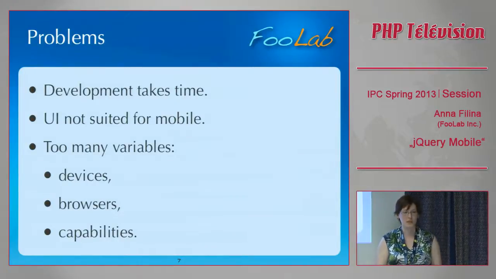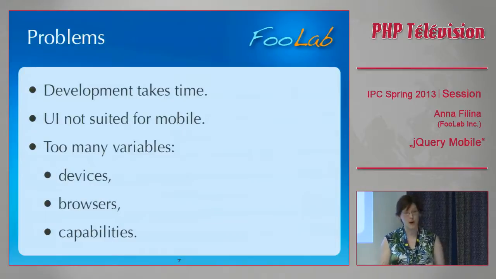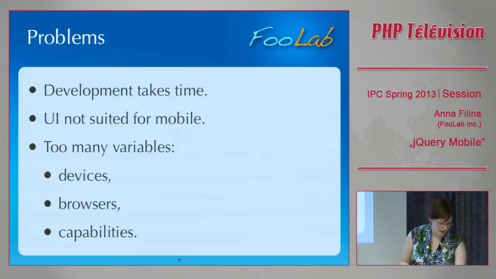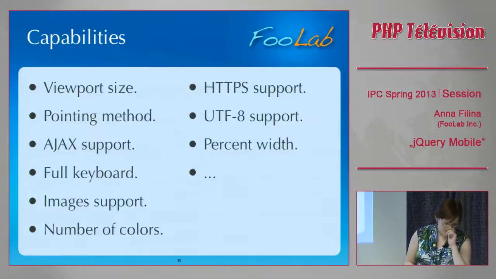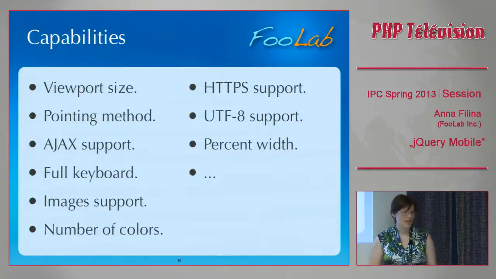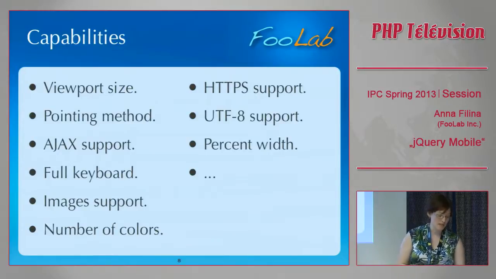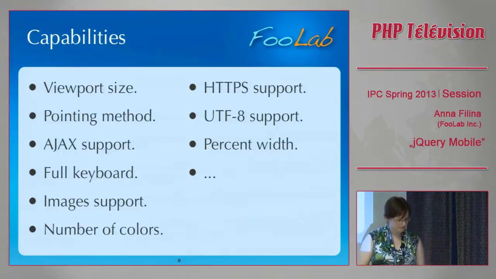And there's so many variables. There's different devices, there's different browsers, there's many capabilities. Some of the capabilities is obviously the viewport size. You have very limited screen real estate on your screen. You have different pointing methods. The most common that we know is the touch screen, but there's also joysticks. There's a stylus. There is a click wheel, like on the older Blackberries.